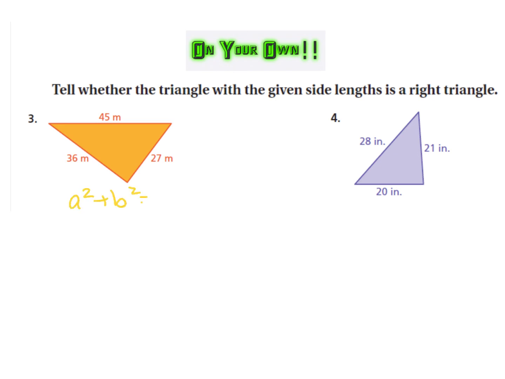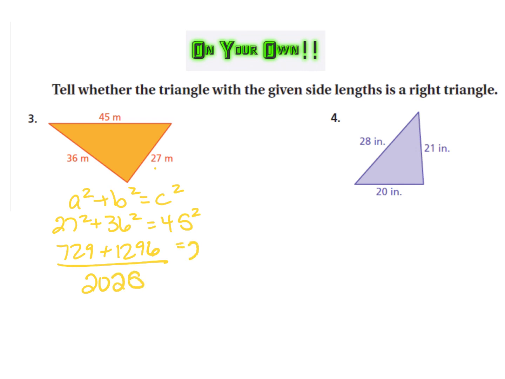A squared plus b squared equals c squared. And again, I'm just going to put them in numerical order. So I got 27 squared plus 36 squared equals 45 squared. 27 squared is 729. 36 squared is 1296. I'm going to add them together right away while I've got it on my calculator. That's going to equal 2025. Well, then I have to go back here. 45 squared is 2025. So 2025 does equal 2025. Yes, this is a right triangle.